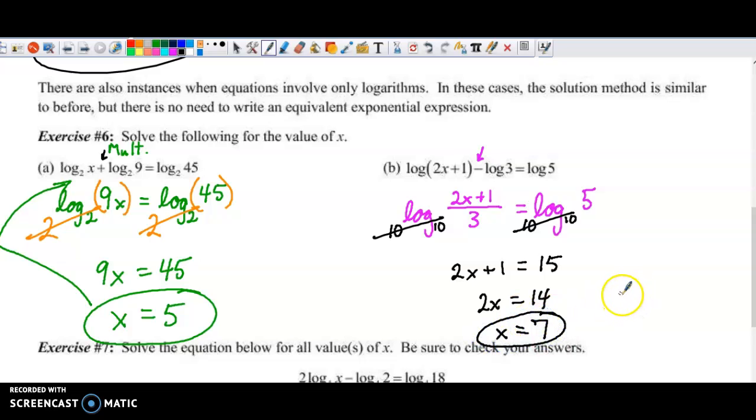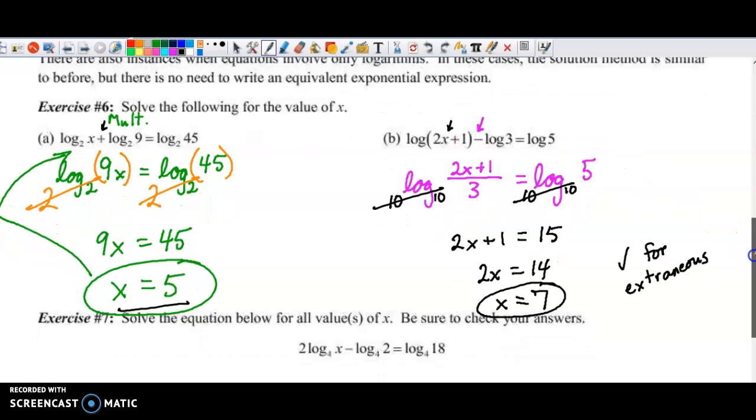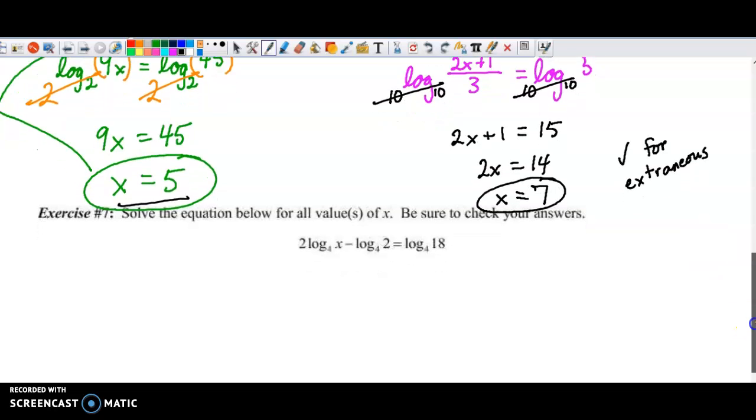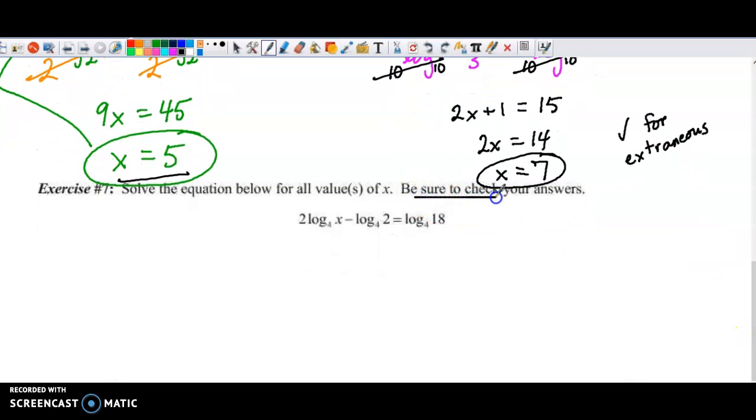Now, I will mention that you do want to check for extraneous solutions. In each one of the problems that we've done, we've gotten positive answers, but you can't just rely on positive answers. You do want to double check that when you plug it in here, 2 times 7 is positive, plus 1 is still positive. So that's what I mean by check for extraneous. And they even tell you in the directions here, be sure to check your answers.